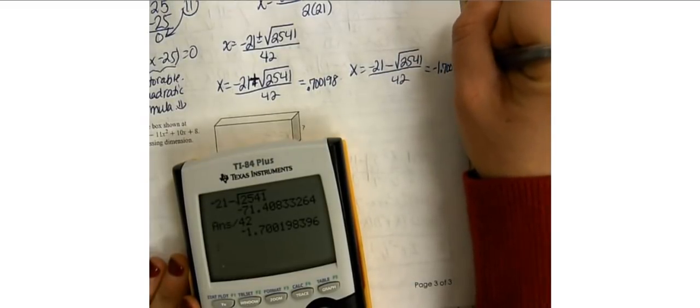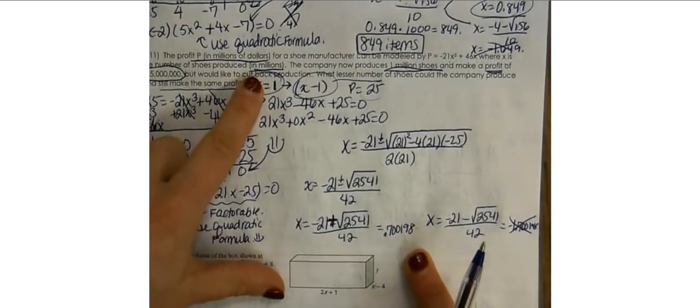1.700198, which doesn't make any sense because it's negative, and we're talking about making shoes, and you can't have negative numbers of shoes. So our answer is 0.700198, but even that doesn't make any sense because how can you have 0.7 of a shoe? And that means we have to go back to figuring out what this number is in, and it's in millions. So what I'm going to do is take 0.700198 and multiply it by 1,000,000.